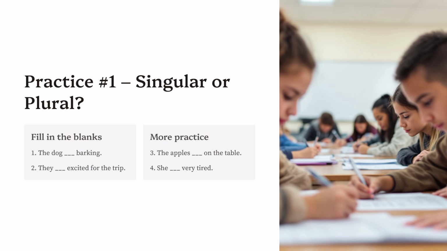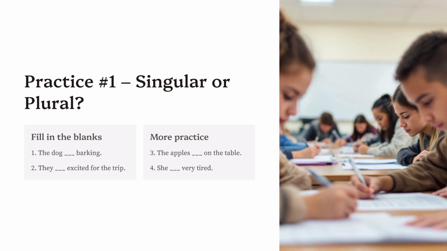Good. Okay, so for the last sentence, we have she blank very tired. She blank very tired. So the subject here is a pronoun, she. And what do we know about she? It's singular, which means we use is. So the correct answer here is she is very tired.